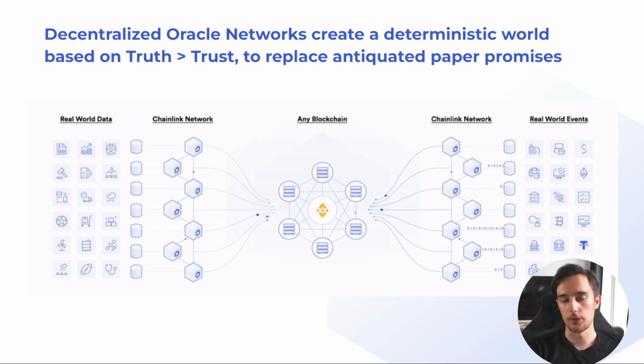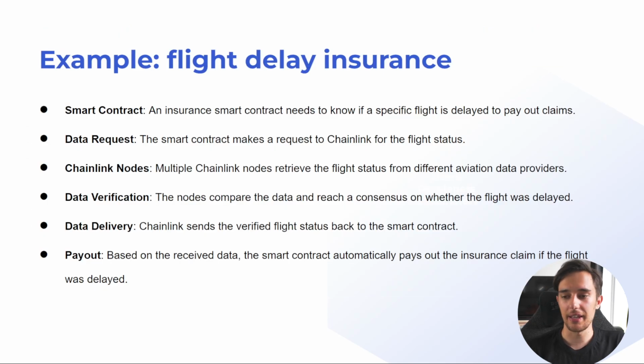running a reliable node. Let's go back to our flight delay insurance app, where Chainlink nodes would retrieve the flight status and information from different aviation data providers, and then they would compare this different information that they got, and reach a consensus on whether the flight was delayed or not. And then Chainlink sends the verified flight status back to the smart contract, or back to the app, and based on the received data, the smart contract automatically pays out the insurance claim if the flight was actually delayed.